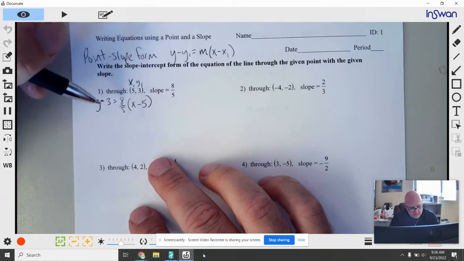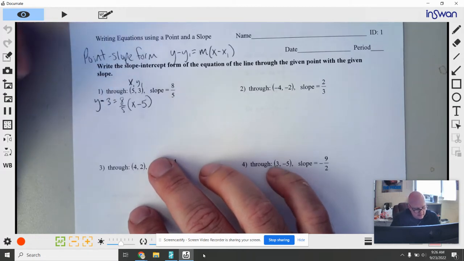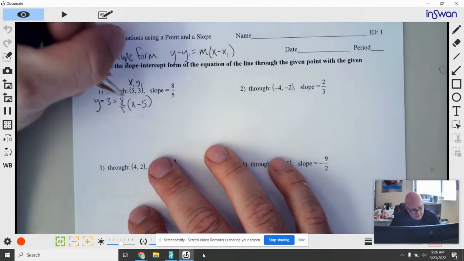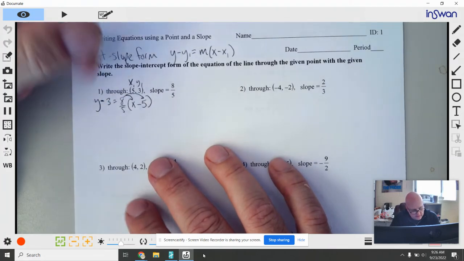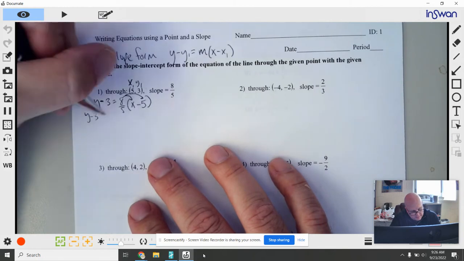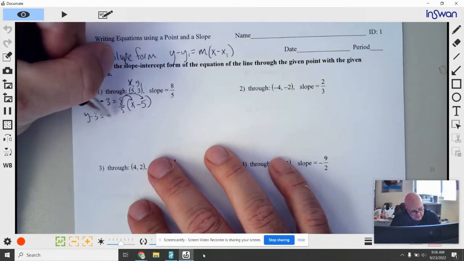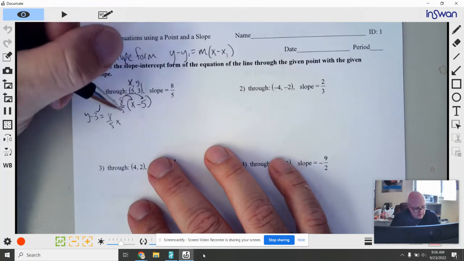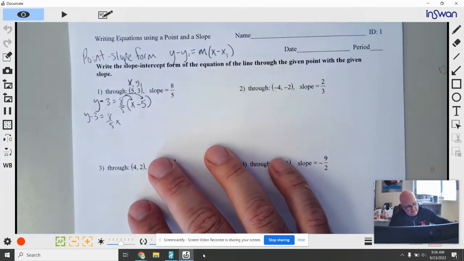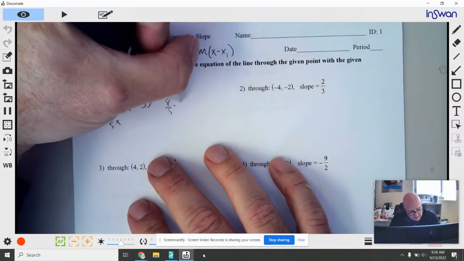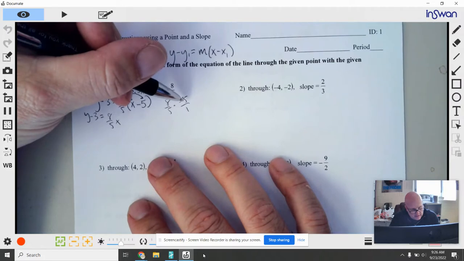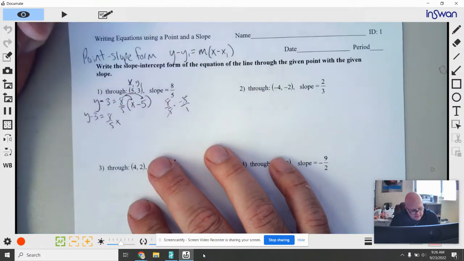So we need to convert this so we have y by itself. To do that, first thing I'm going to do is distribute this 8/5 into that parentheses. So the y minus 3 comes down, equals 8/5 times x is just 8/5 x. And then 8/5 times negative 5. Well, I know what happens with this because you get it written like that, negative 5 over 1. Your 5s are going to cancel out. So that's technically a negative 1. So that's going to leave you with negative 8.